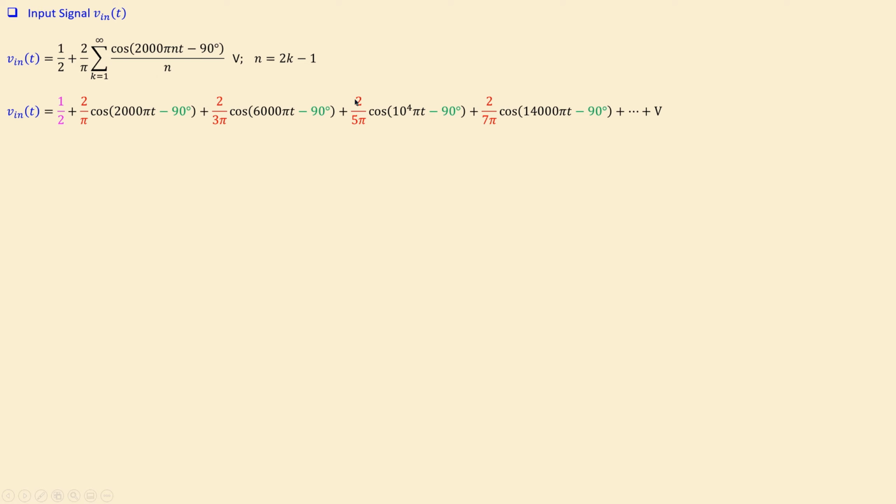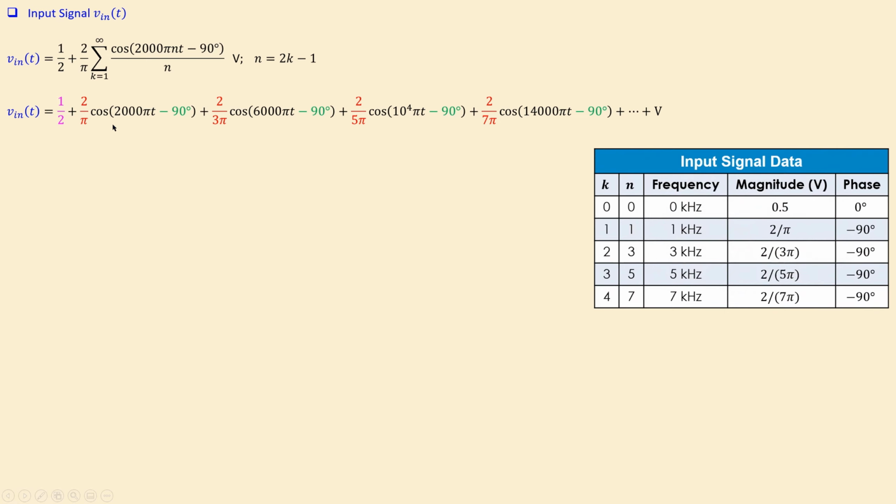You will have 2 over 5 pi and then a cosine of 10,000 pi t, so it's 5 times this 2000 pi t, and it will move on to the next harmonic, so it will be the 7th harmonic, etc. So you can of course move on to many terms if you want. This is just to give you an idea how the expression will look for the DC term and for the first 4 harmonics.